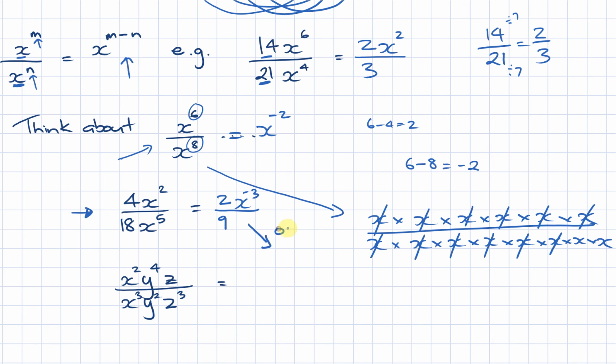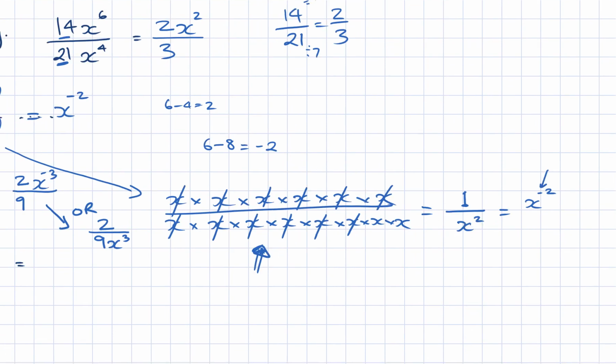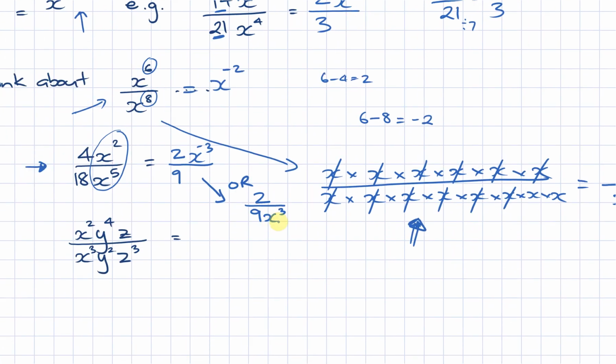Or you could write it like this. 2 over 9x cubed. So if you were to expand this out in full, such that it sort of looks like this, you would end up with that x squared on the bottom. So you'd end up with x cubed on the bottom. So either this answer or this answer, both would be correct.